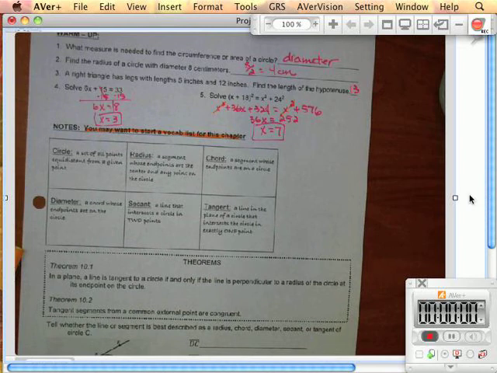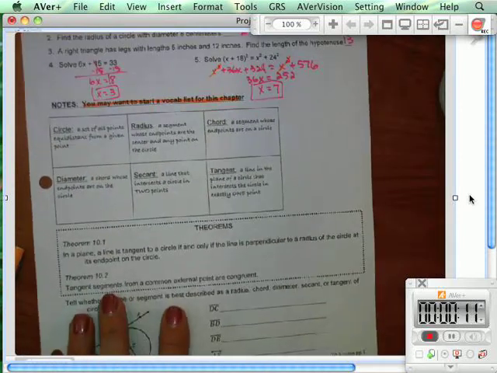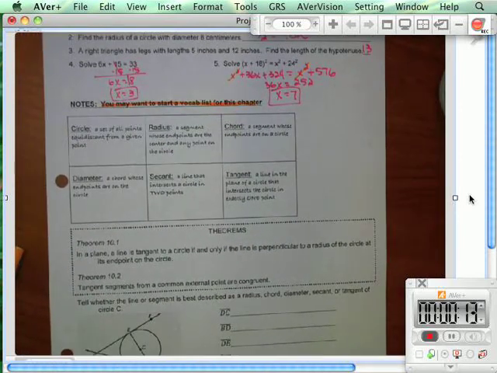There are a lot of new words, so just be warned, okay? You can go back and do that, or you can do it now, whatever. All right, let's start. A circle, you've heard that word before?